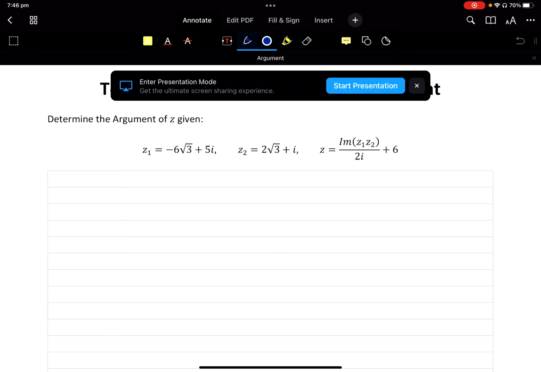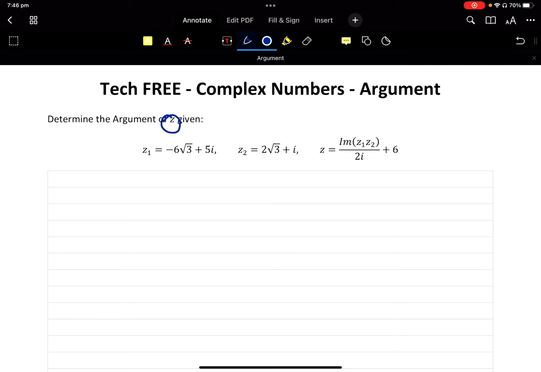We'll just do this one step at a time. The argument of z, and that's z there. So I want the imaginary component of something on 2i. There we go. Clearly that's not enough room. Plus 6.